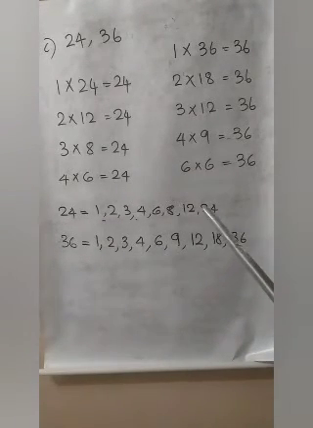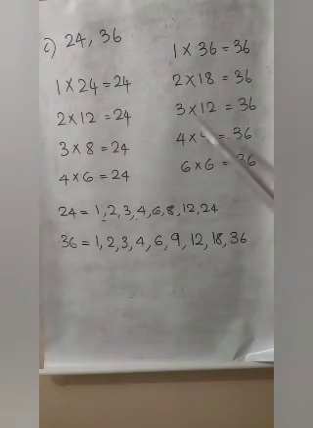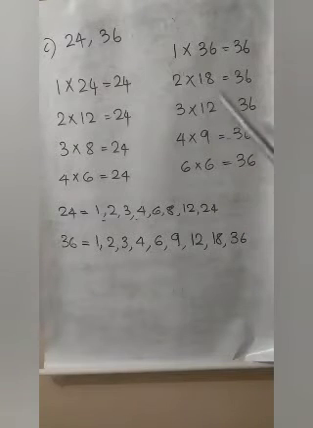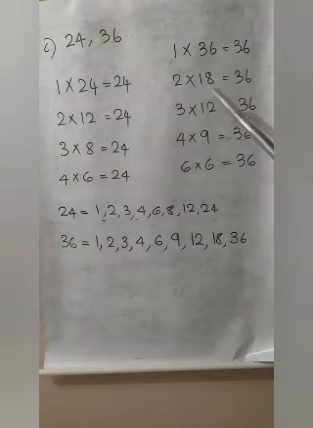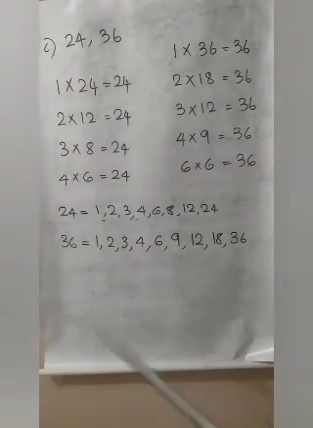So these are the set of factors of 24. Similarly, we are finding the factors of 36. 1 into 36, 2 into 18, 3 into 12, 4 into 9, 6 into 6. So the factors are 1, 2, 3, 4, 6, 9, 12, 18 and 36. These are the set of factors of 36.